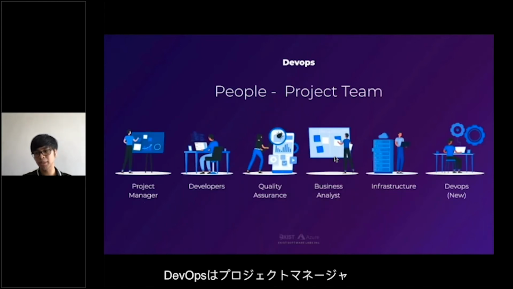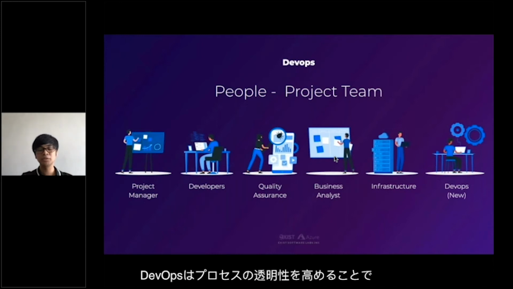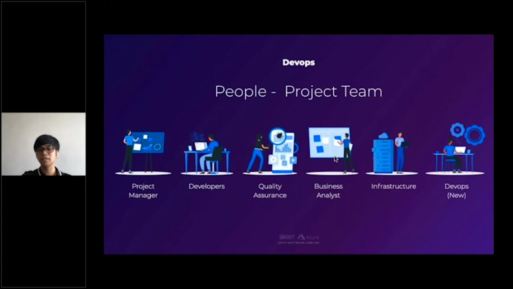Project team. How does DevOps affect your project managers, your developers, your QAs, etc.? For project managers, I think the most common function is to make sure that the project is delivered on time. DevOps can help them because it makes the process more transparent. It makes each individual more accountable for what they need to deliver, meaning project managers aren't left in the dark about what is actually happening with your developers, your QAs, and all of your infra guys.